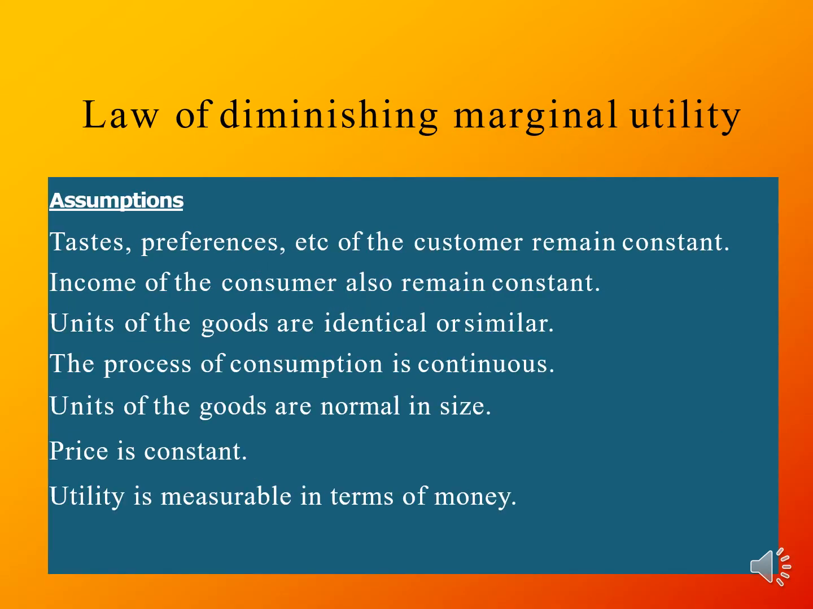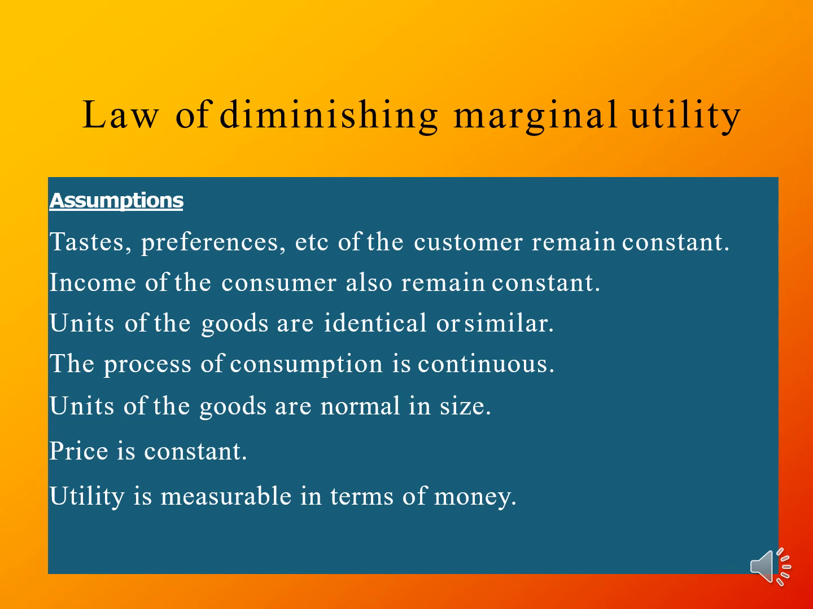There are certain assumptions for the law of diminishing marginal utility. They are: the taste, preference, income, etc. of the consumer remain constant. The units of goods are identical or similar. The process of consumption is continuous, that is, it will be taking place at the same time. Units of goods are normal in size. The price is also constant.